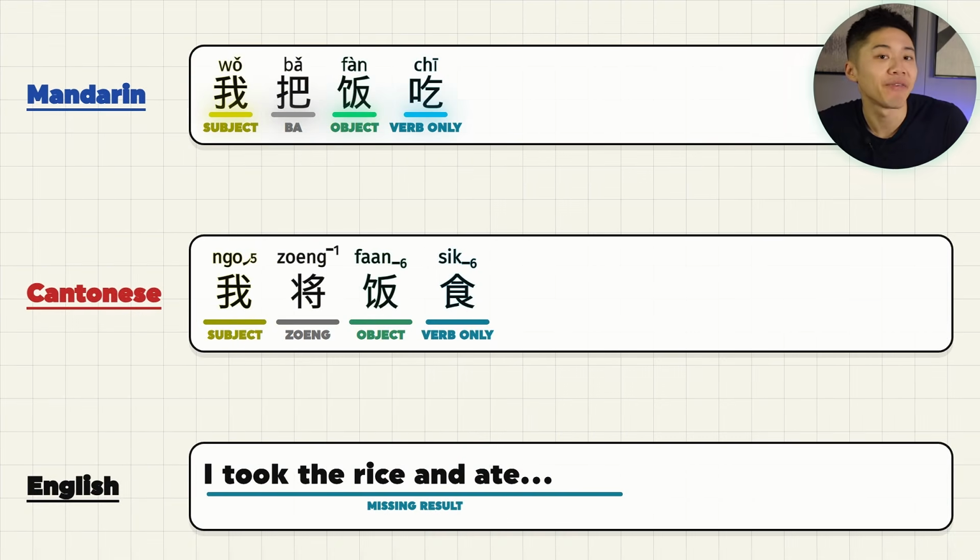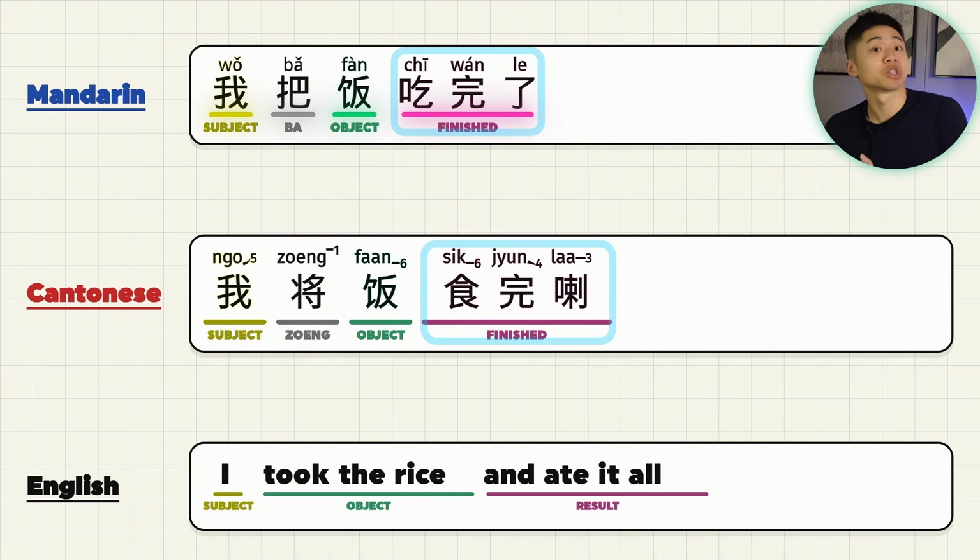The verb should not stand alone after ba. You can't just say 我把饭吃. That's incomplete: I took the rice ate. You have to say 我把饭吃完. There's a result afterwards. 我將飯食完, 我將飯食晒. There's a result there.